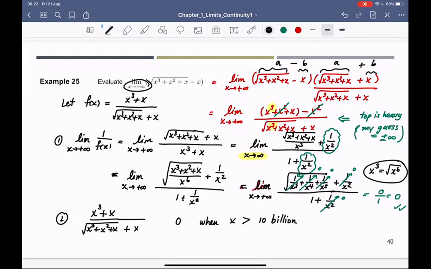Well, you can pick any number you want, but just make sure that it is big enough, because it's going to infinity. So I'm going to pick x greater than 10 billion, right? This number doesn't matter. You can pick 1, 2, 3, 4, 5 anyway, but make sure that you pick the one after which the sign doesn't change.